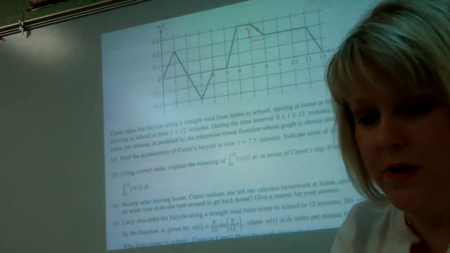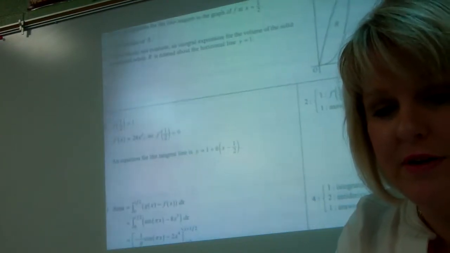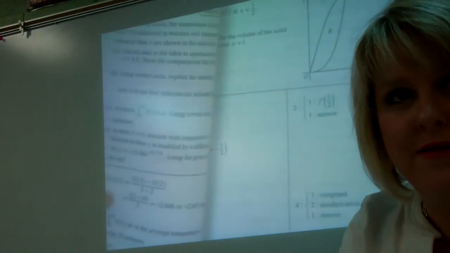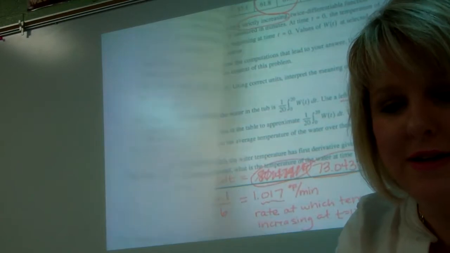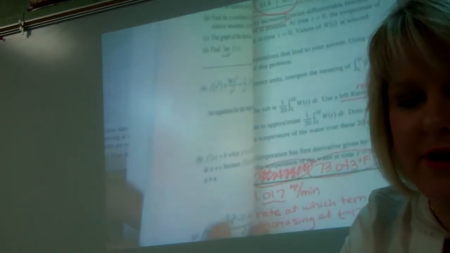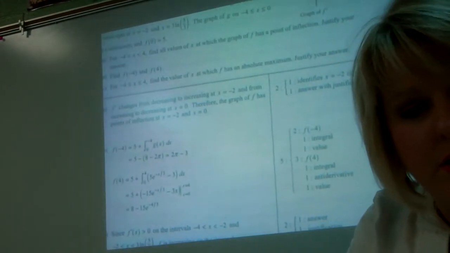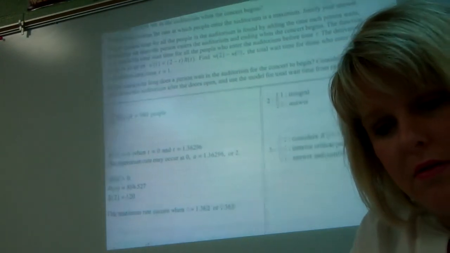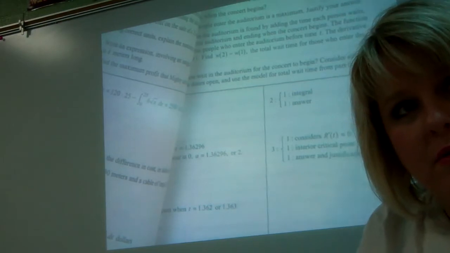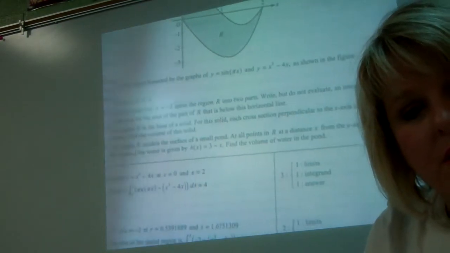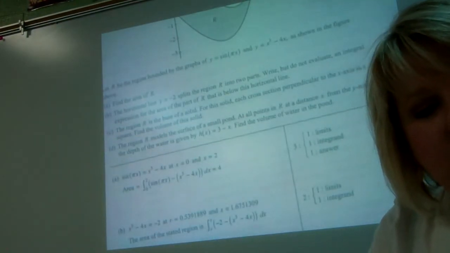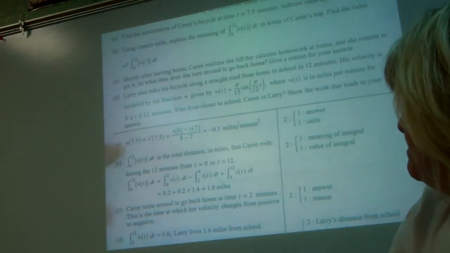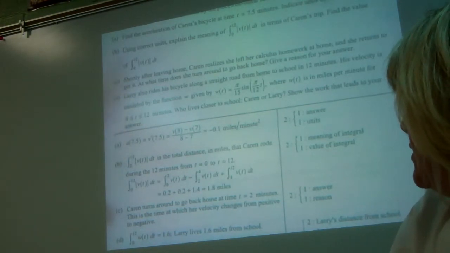So what did you do? I did it all right, but I didn't put per minute squared. So let's see what they did for units here. Do you have to put per minute squared? If you got the negative 0.1, but you got the units wrong, you'd get one of the 2 points. So that was 2 points: a point for the answer and a point for the unit.